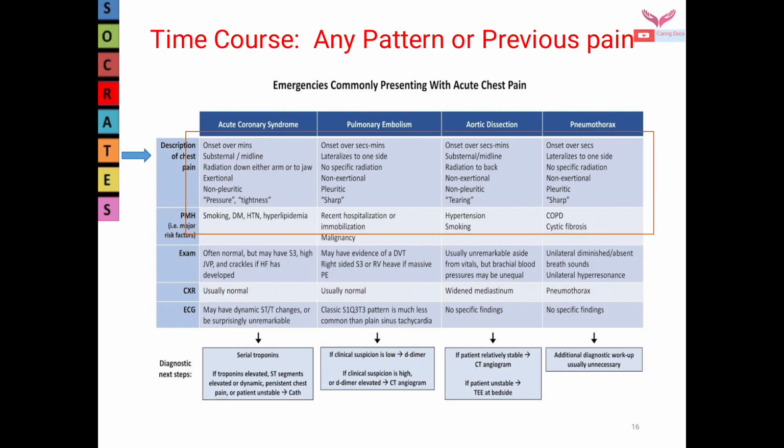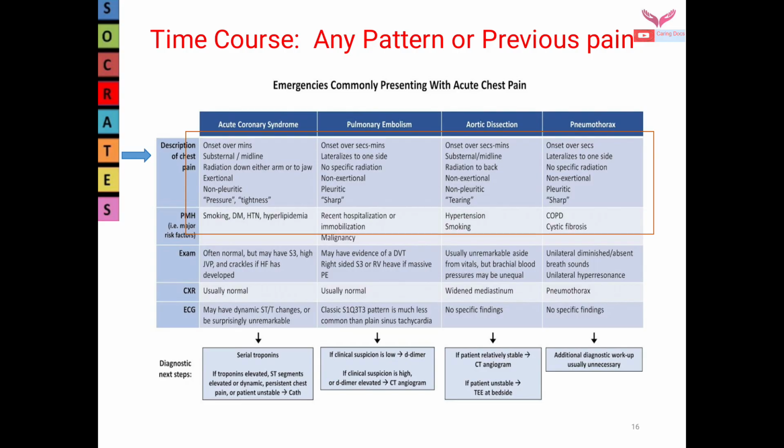Patients of acute coronary syndrome will have onset over minutes, substernal pain, with radiation down either arm to the jaw. It is a non-pleuritic type of pain. Patient will have pressure or tightness, and a history of smoking, diabetes, hypertension or hyperlipidemia. Examination may be normal but may have S3 or high JVP or crackles if heart failure has developed.